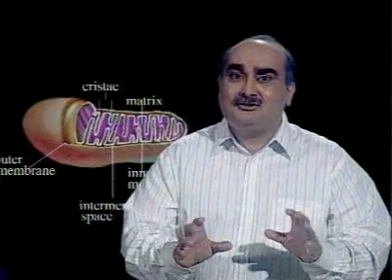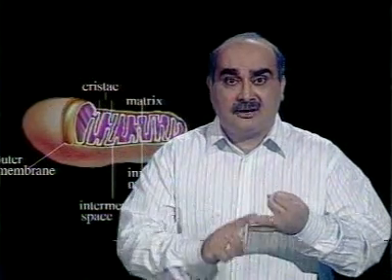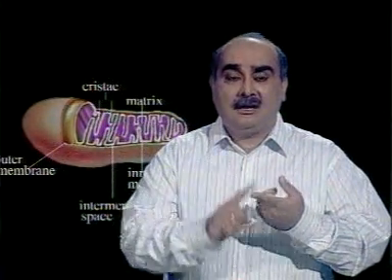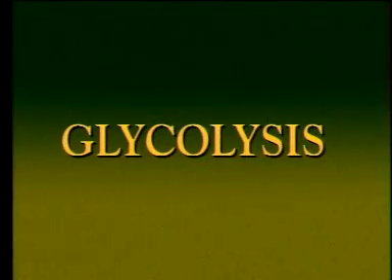Now, my dear students, you should know that aerobic cellular respiration does not occur all at once. Instead, glucose is broken down in 4 phases: glycolysis, transition reaction, Krebs cycle, and the electron transport system. Now let us discuss each step in detail.